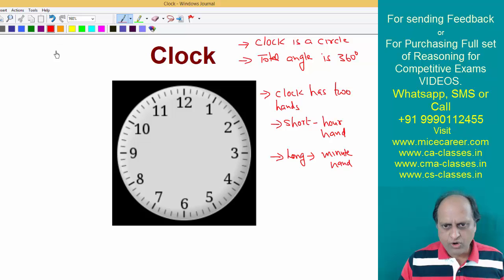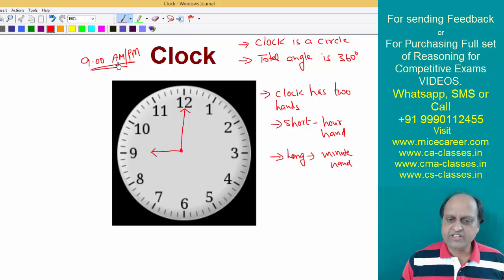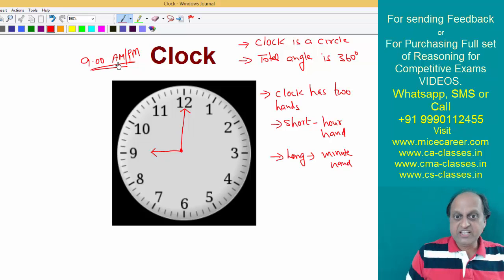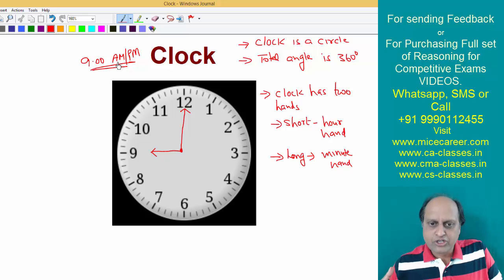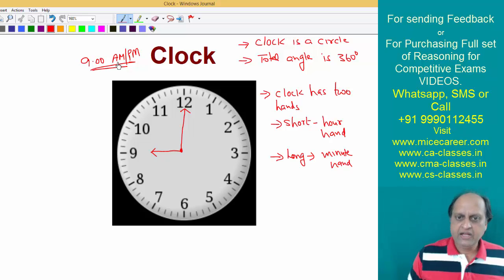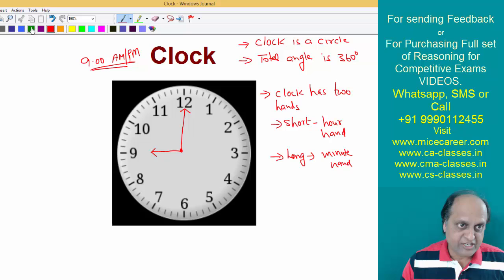Okay. Now suppose I want to show 9 o'clock. Then the short hand will point toward 9 and the long hand will point toward 12. So this is 9 AM or PM. If it is in the morning, then it's 9 AM, and if it's in the evening, it's 9 PM. So 9 PM or 9 AM is displayed with the short hand pointing towards 9 and the long hand pointing towards 12. Now you have to understand other aspects.